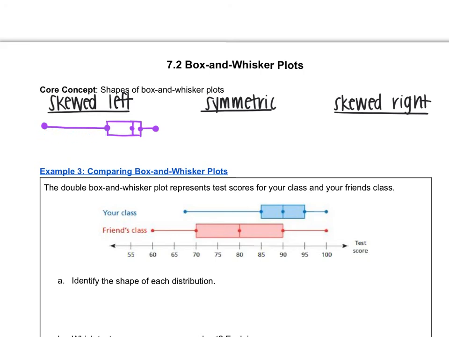So if it's skewed left, a key here is that most data is on the right, okay? So it's skewed left, but most data is on the right. Symmetric is going to be kind of what you think it is. It's going to be even. It'll have even whiskers on both sides with a box that has the median in the middle. So it's going to be pretty even like that. Symmetric is even. The data is evenly spread out.